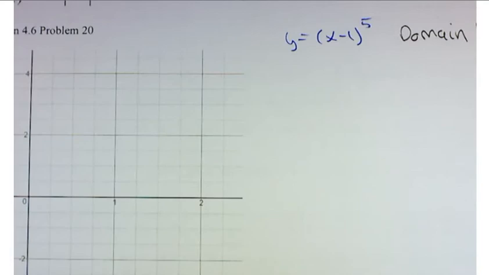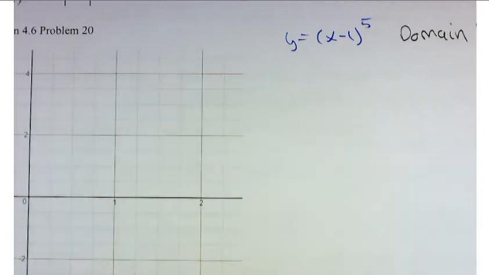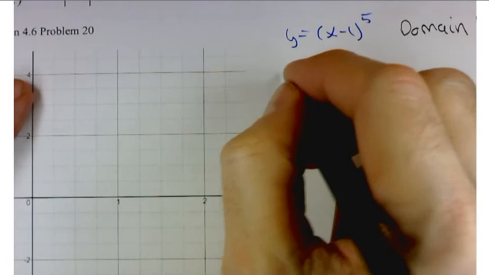Let's try and pick up a couple other easy things about this. It's not going to have any symmetry that we're going to be able to use very easily. So is there going to be any asymptotes? Well, it doesn't have a denominator, so it's not going to have a vertical asymptote. It's not going to have a horizontal asymptote, so no asymptotes. Okay, no asymptotes, no symmetry. Let's try and find some other easy points.